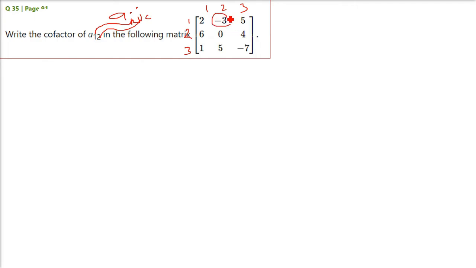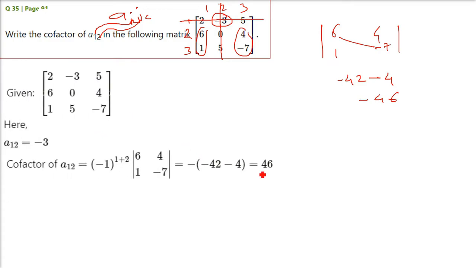Okay, this is -3, the cofactor. First let us find out the minor, and then we'll assign the sign. So it will be 6, 1 and 4, -7. Now cross multiply, find out the value. 6 into -7 is -42, and -4. So this is -46. So this is your minor.